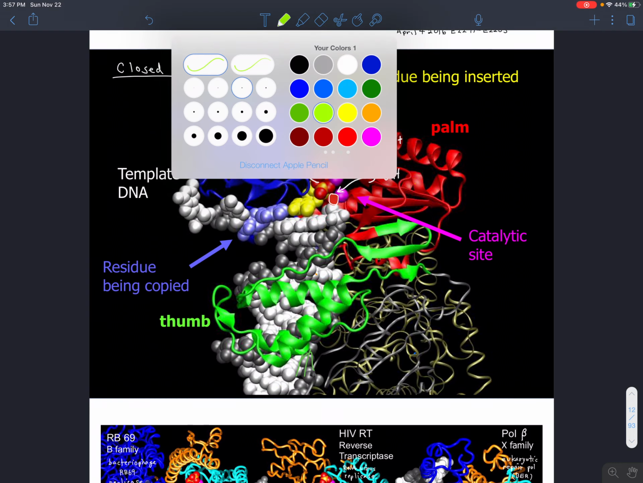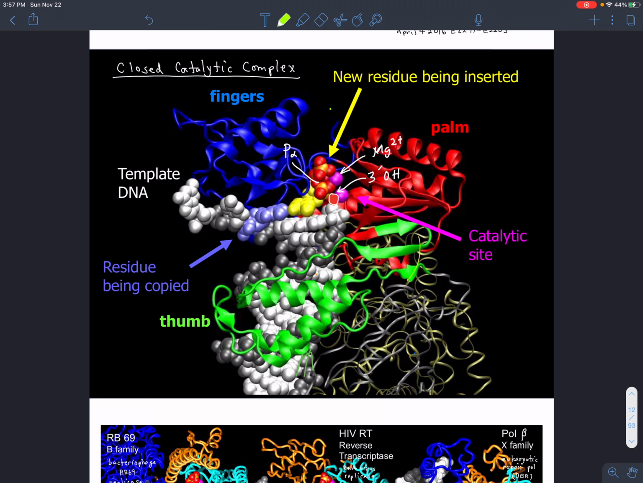And those are, I guess green is appropriate here, the thumb. So that's all of this. Yeah, and it's called the thumb. Because it's called the thumb, and this is called the palm, and this is called the fingers, because we think of the shape of the polymerase as being a right hand.